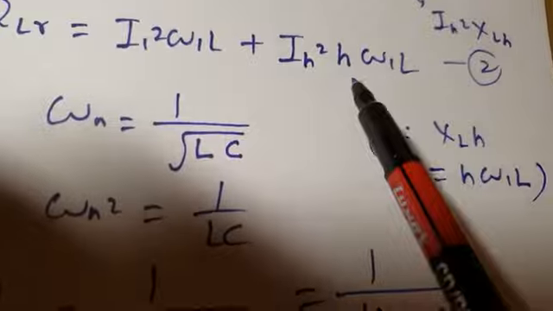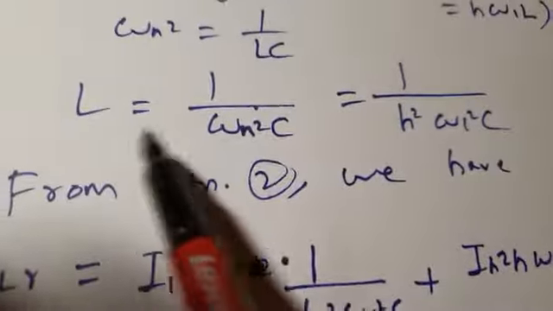Plus the second term, what is my second term? IH square h omega 1 L. So it is IH square h omega 1 into L. L is again there, and you know L is 1 by h square omega 1 square C.